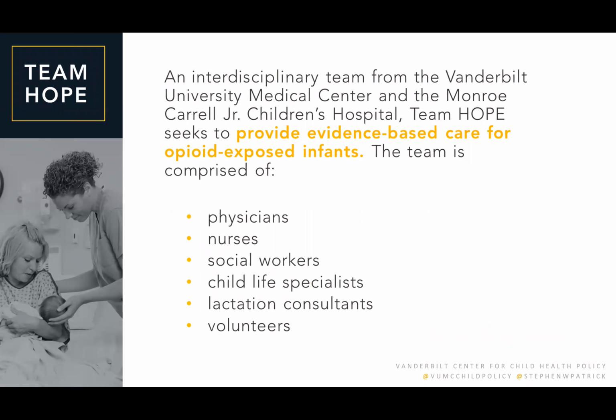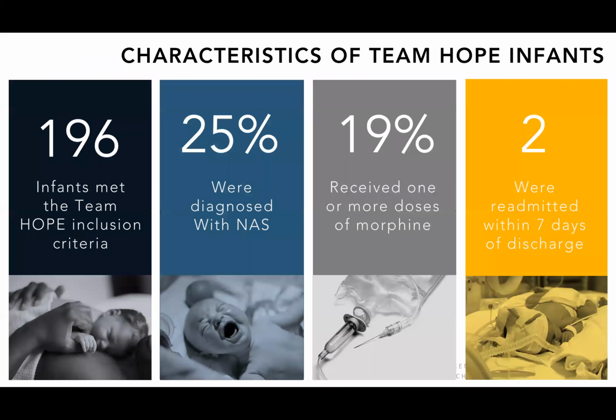So we created a team that we call Team Hope. It is intentionally multidisciplinary. It includes physicians, nurses, social workers, child life specialists, lactation consultants, and volunteers. Next slide. We have folks on our team that are from our obstetrics, general pediatrics, outpatient pediatrics, as well as the NICU. So we no longer admit infants that have neonatal abstinence syndrome to the neonatal ICU. They stay with the mom first in the newborn nursery. And if they have a prolonged length of stay or if they require morphine for treatment, they go to our general inpatient floor where the mom can room in.